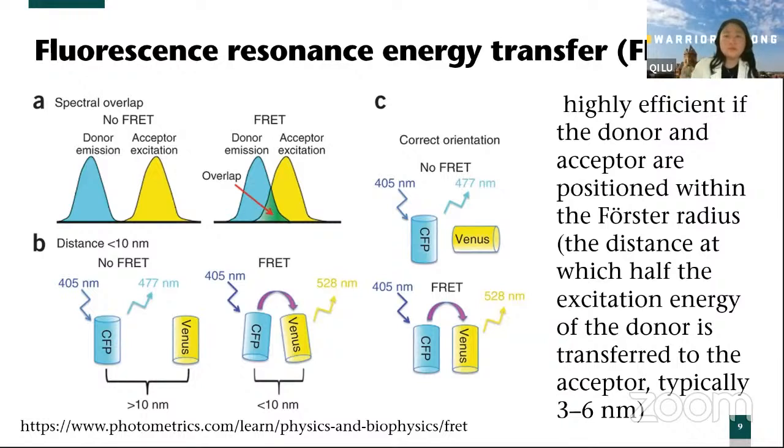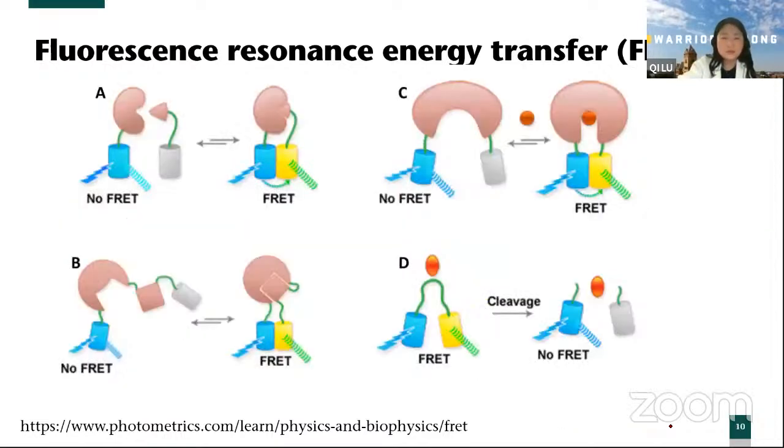This image shows that if the proteins are closer, there will be an overlap between the emission wavelengths of the donor and the excitation wavelengths of the acceptor protein. If there's an overlap, meaning the distance is close enough, then FRET will happen. Typically this distance is 3 to 6 nanometers.